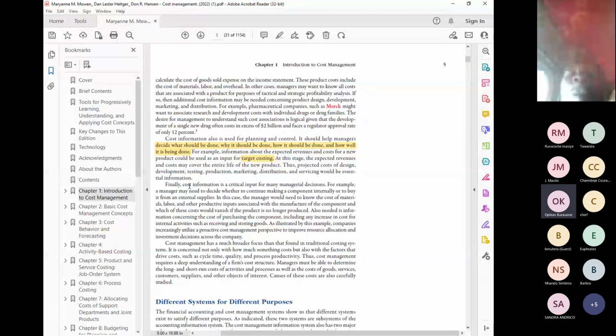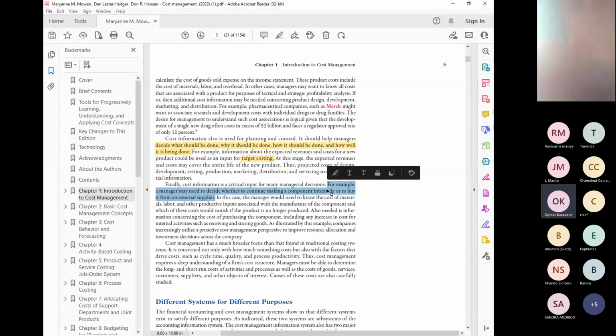Finally, cost information is a critical input for many managerial purposes. For example, a manager may need to decide whether to continue making a component internally or to buy from an external supplier. So you need to use the figures to come to a decision on whether I should continue or not continue. So that is very, very critical for us to understand, that we need to know this information.